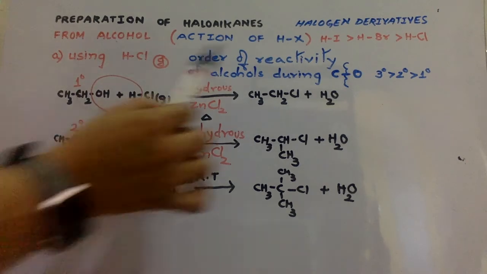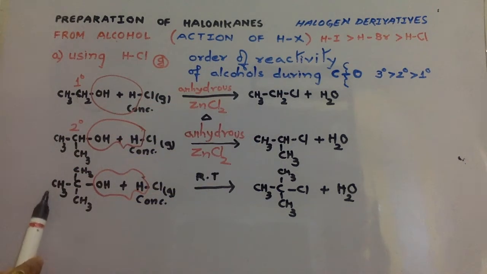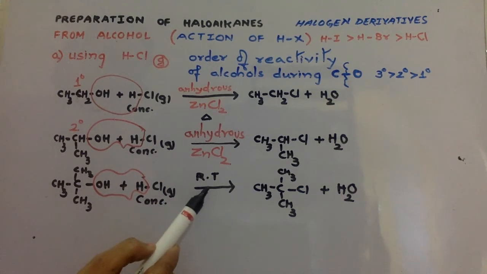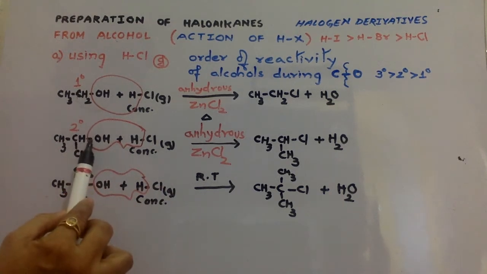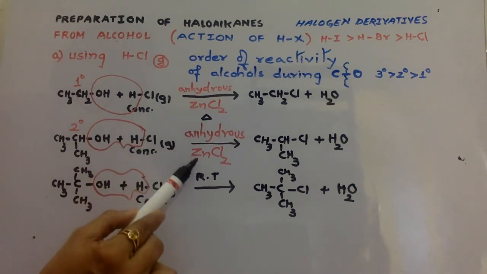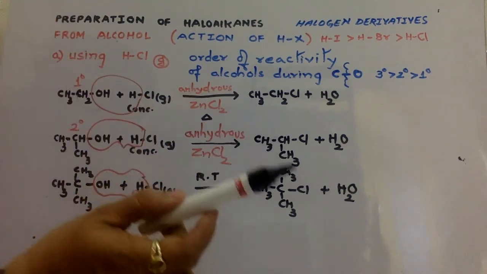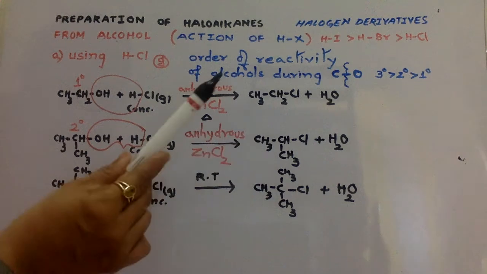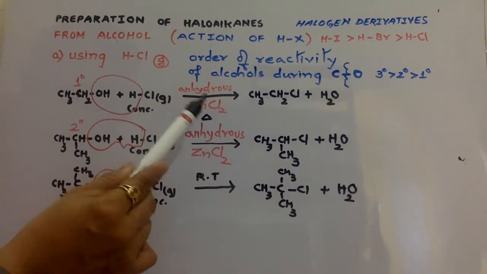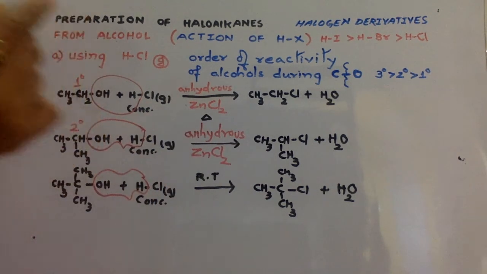So from here you can understand tertiary alcohol being most reactive reacts directly with concentrated HCl just at room temperature. Secondary alcohol being a little less reactive needs anhydrous zinc chloride, and primary alcohol being least reactive not only needs anhydrous zinc chloride but also needs to be heated.